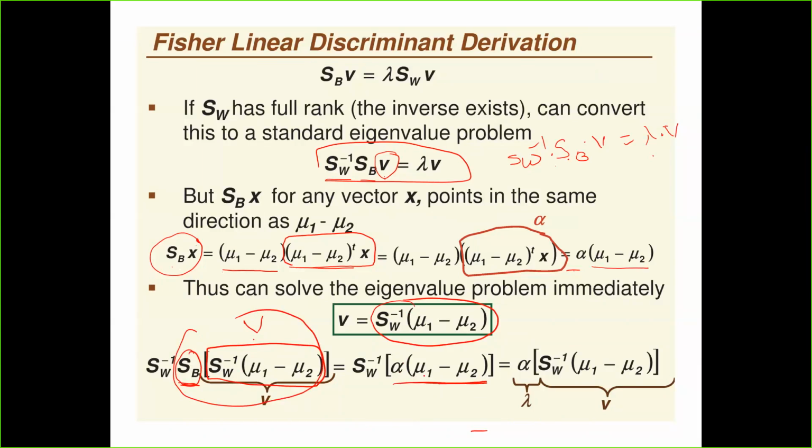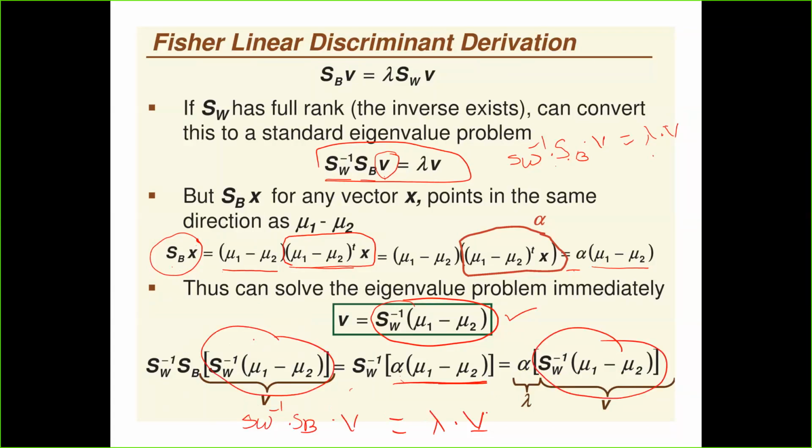Now if you bring this alpha to the other side, this is alpha times SW inverse mu1 minus mu2. That is the V that you have assumed. So this is equivalent to V. So is it happening or not? SW inverse SB V is equivalent to lambda times V. That is happening for this V. So can I say this is the optimal V?